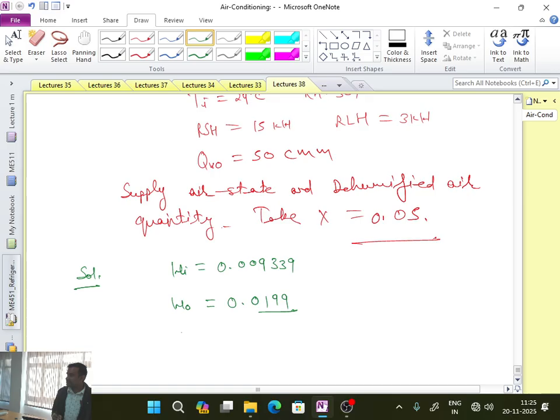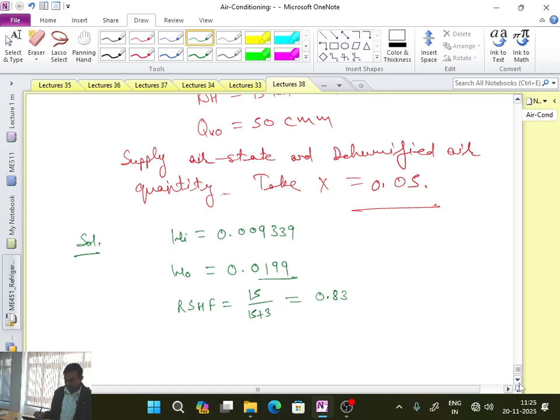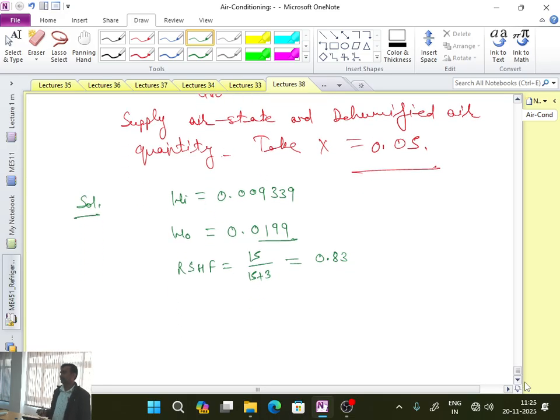Can I calculate RSHF? How much is RSHF? It is 15 by 15 plus 3, which is equal to 0.83. Okay. Then what should be the further next step?